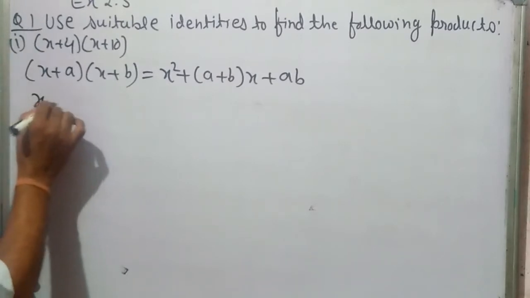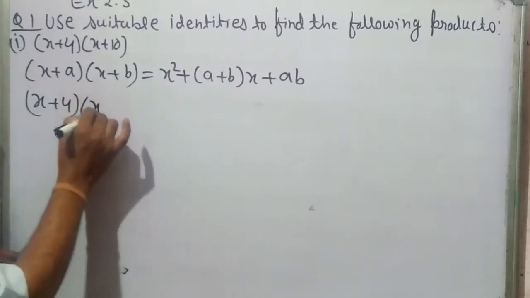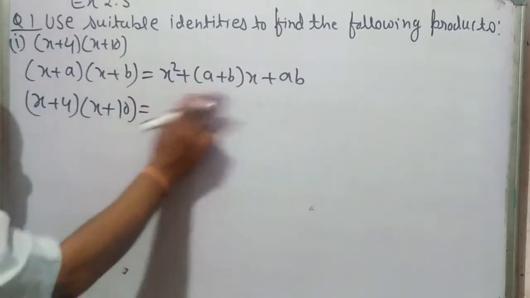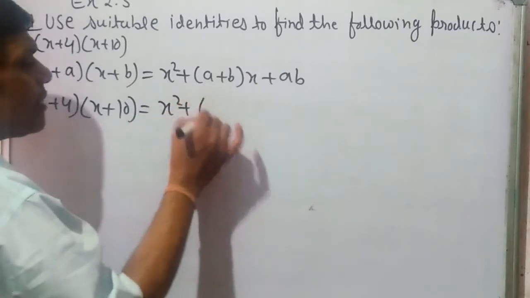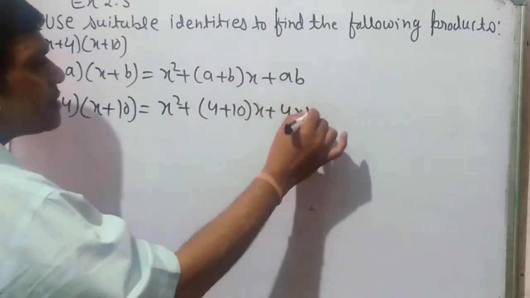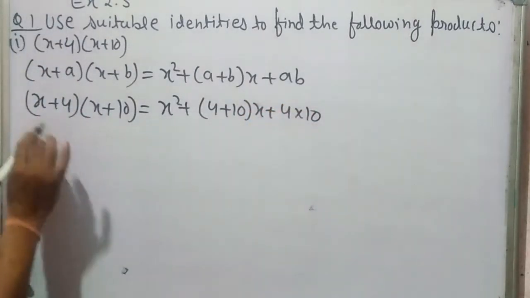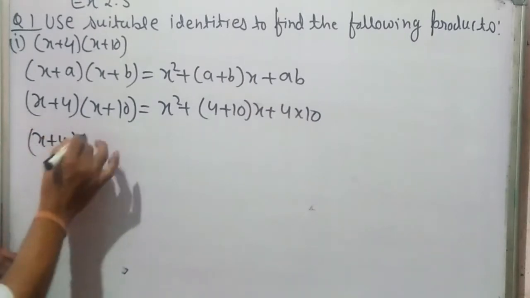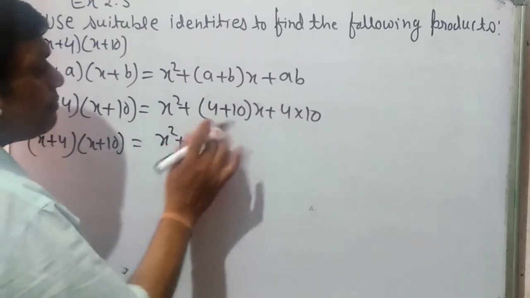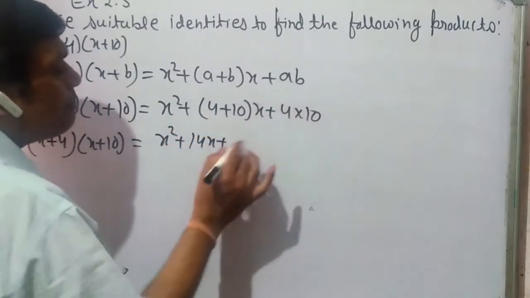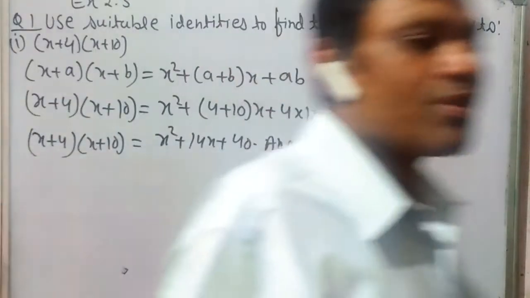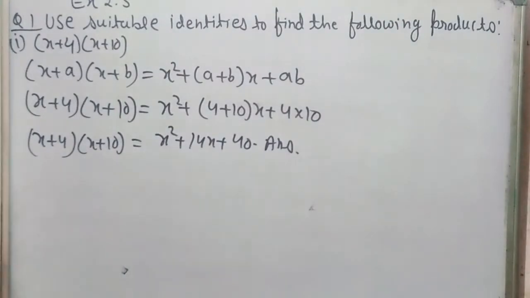In place of x we have x, in place of a we have 4, in place of x again we have x, and in place of b we have 10. So we put the values over here. We have x² + (4 + 10)x + 4 × 10. This gives us (x + 4) multiplied (x + 10) is x² + 14x + 40. So this gives us the answer for part 1 of this question.